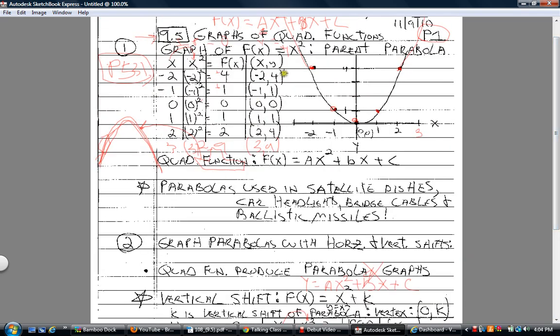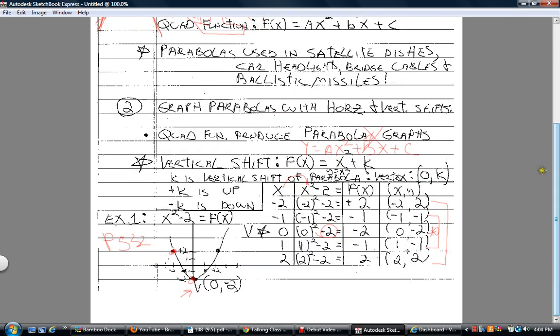Look at the pairings here. Negative 2, positive 2. The output, 4 and 4. That produces that bowl shape. This is the symmetry that's produced. Okay, again, I just find this fascinating to think about. There is the vertex, right here at 0 comma 0, the origin, is the lowest point on that parent graph.